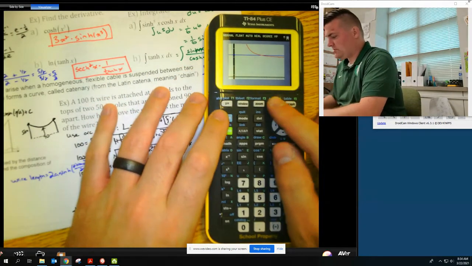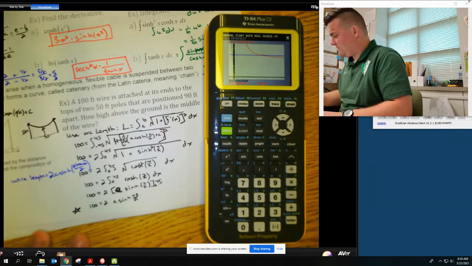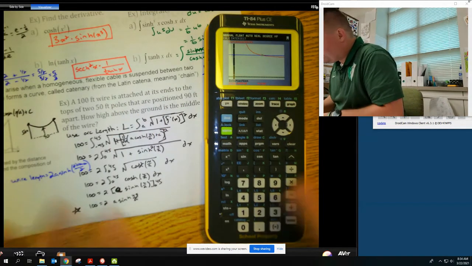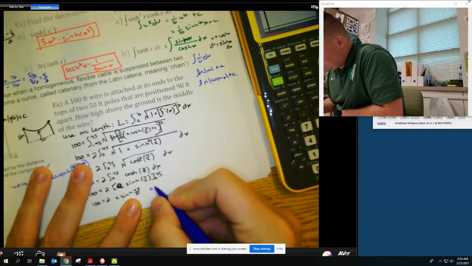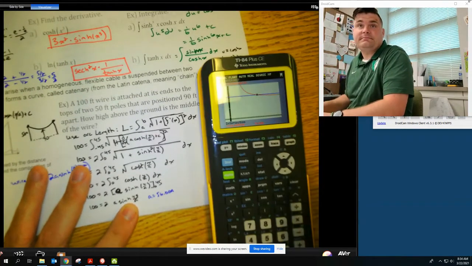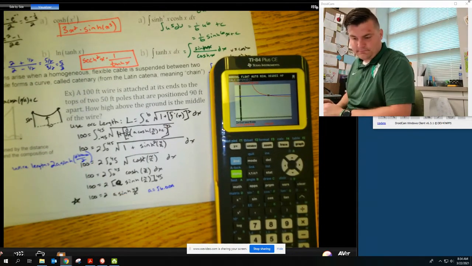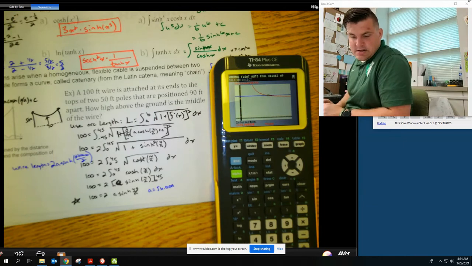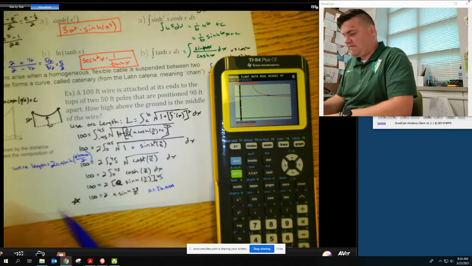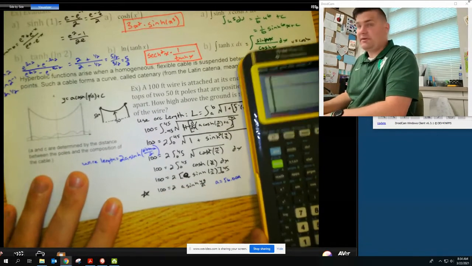So second, trace, intersect. So my A value here is like 56.009 using your calculator. All right, so now we have that value. We're going to plug it back into my original here. Try to keep it all on the same screen here.